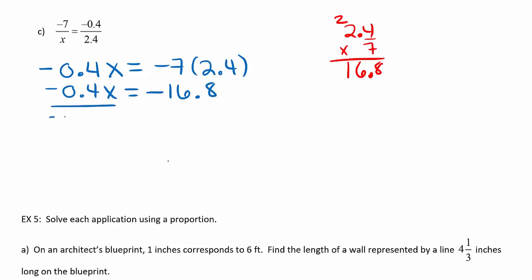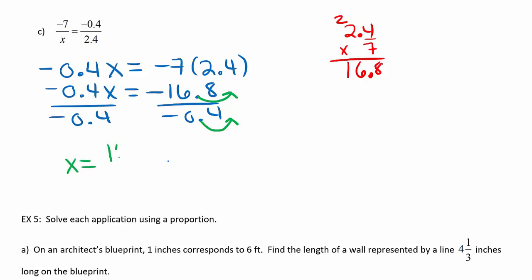And then to finish, I have to divide both sides by negative 0.4. That means I'm going to have a positive answer. To do the division, I want to clear the decimals in the denominator, in the bottom. I have to move the decimal one place to the right, and so I'm going to do the same thing in the numerator. Technically what I'm doing is multiplying the top and the bottom by 10 to move that decimal or clear the decimal.